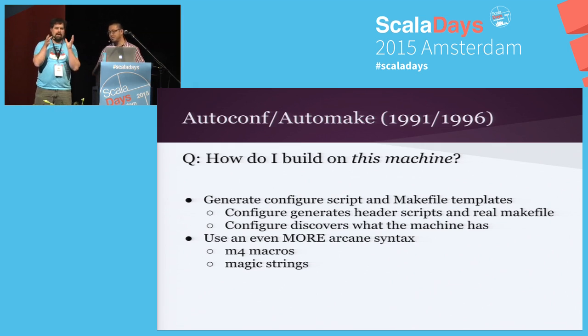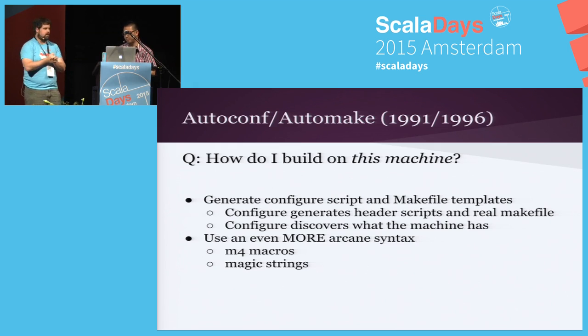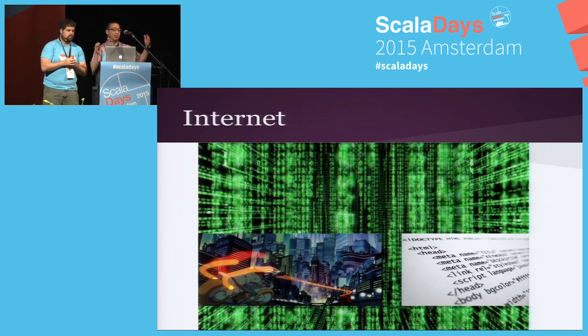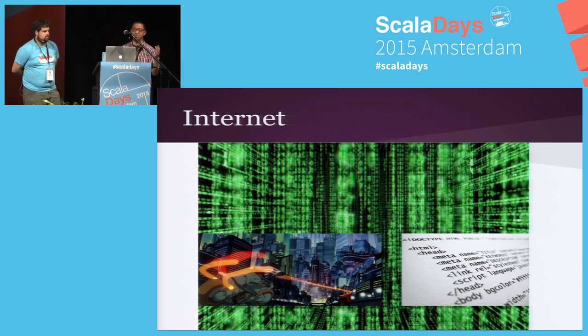So what question was it actually asking, right? The question was, I have a particular machine that's similar to all the other machines I'd like to build on. How do I build on this particular one? And that's happening right around 1991, 1996. And then the internet happens, right? If you can kind of go back to the days when the internet happens, this has this massive effect of connecting all these computers, and open source happens.